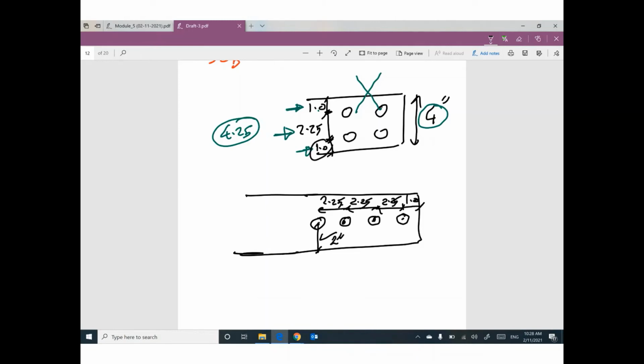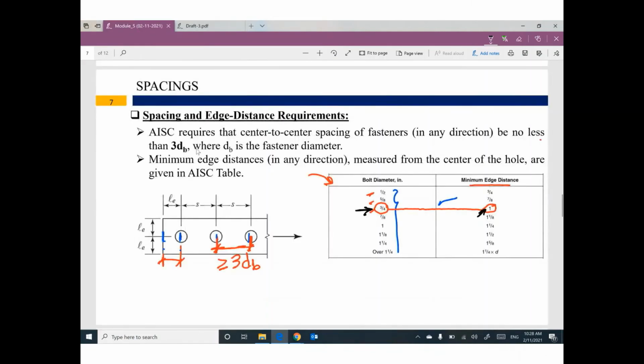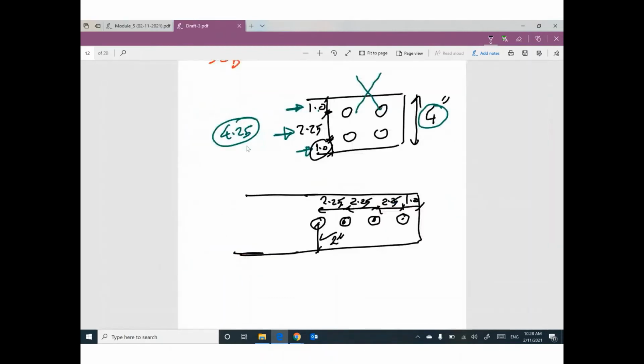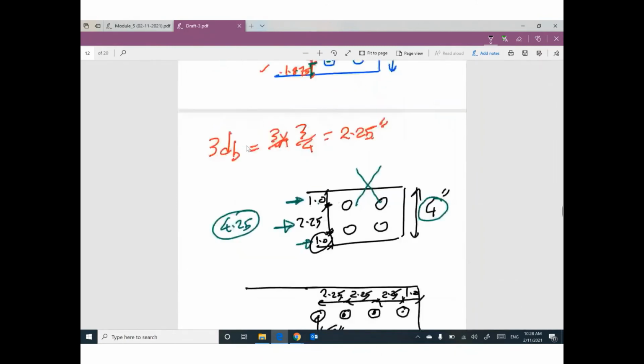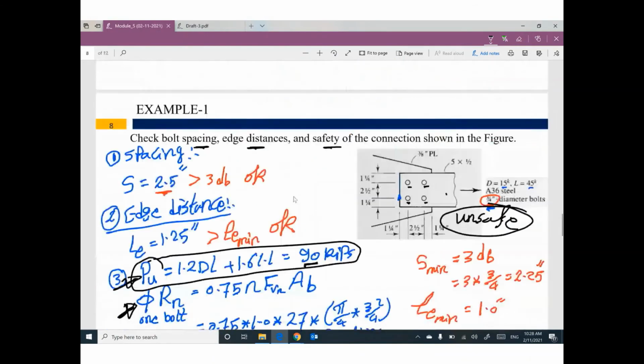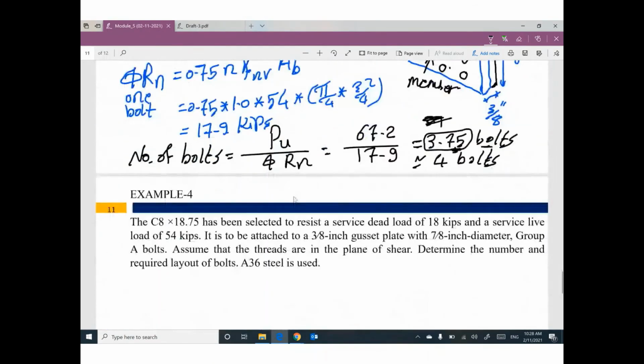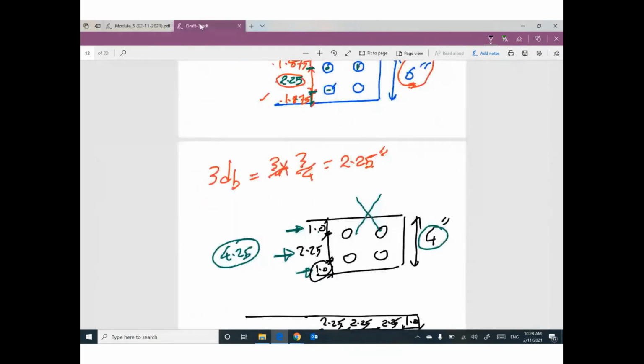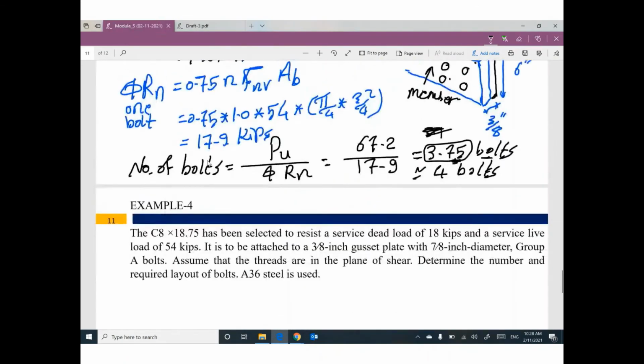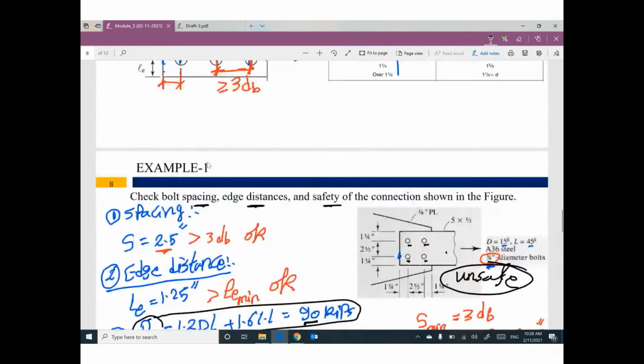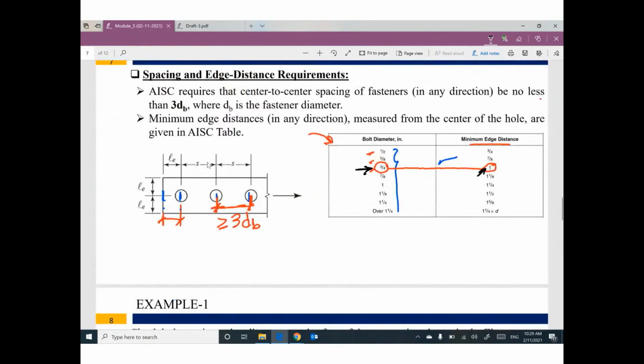That makes sense? So please, we are using the minimum spacing and the edge distance requirement to figure out what is the best arrangement of our bolts. How many bolts? You can get it from this equation. How can I arrange these bolts? Please, you need to follow the rules of the minimum spacing and the minimum edge distance.